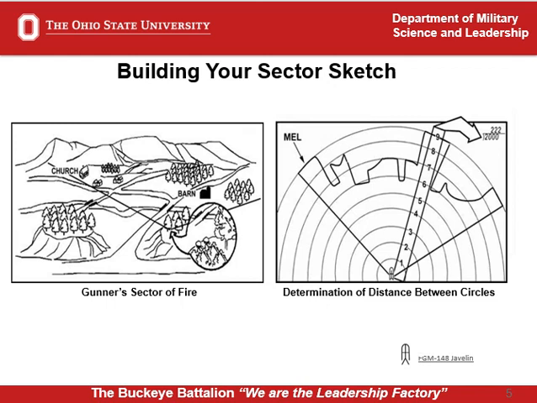All right, so here's the first part in building your sector sketch. When you're looking at the picture on the left, it's the gunner's sector of fire. Say you're hiding right here, covered and concealed in this tree line, and they identified your left limit right here by the church, and your right limit where this other wood line is. So this picture on the right is taking the range card and identifying your MEL, which is your maximum engagement line.